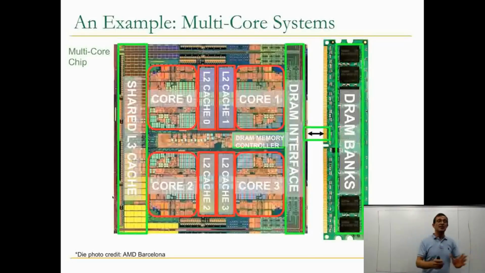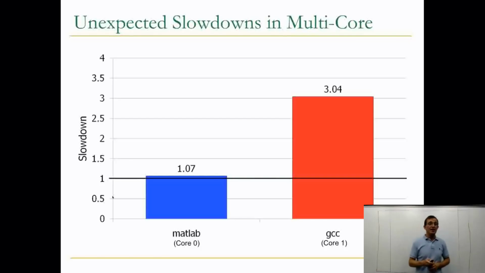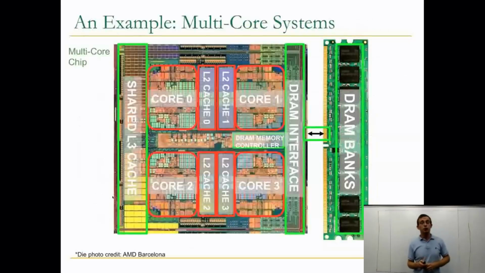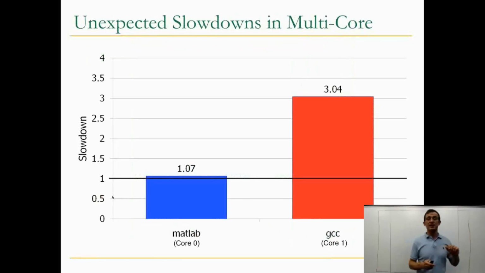Basically, if you look at this, there are many parts of the core as well as the system that are shared among the cores. And one problem when you execute programs in such a system is this: you get unexpected slowdowns. This is actually based on an experiment we did 7 years ago. We call this the memory performance attacks. But let me tell you what the experiment was.